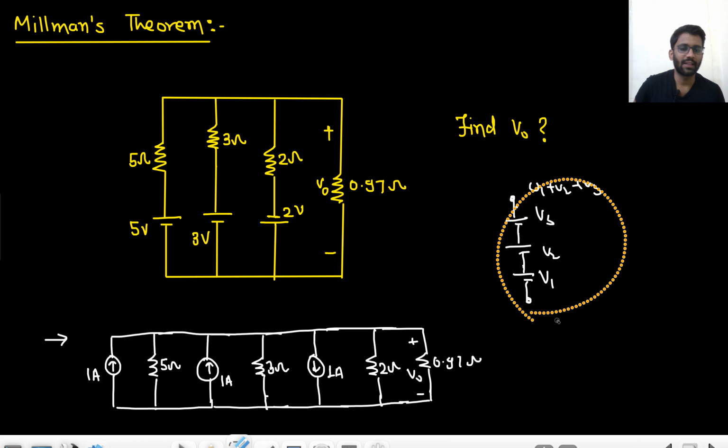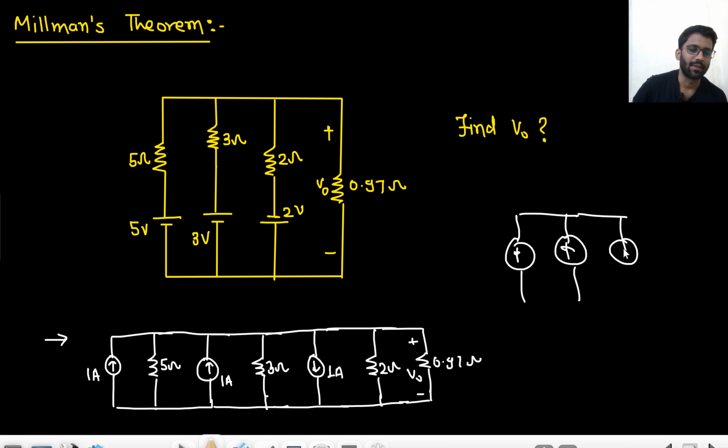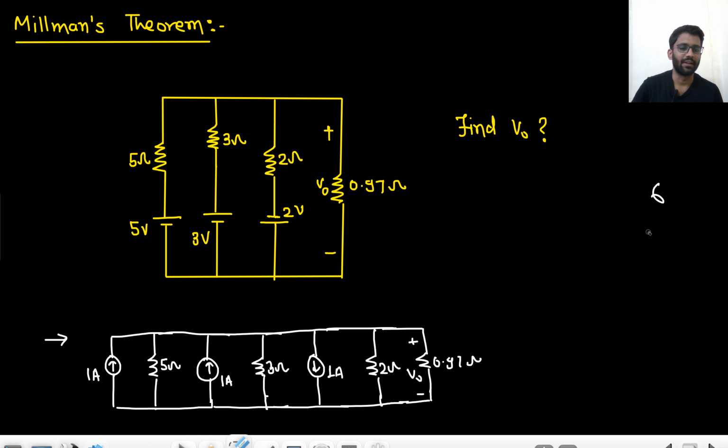Similarly, if current sources are in parallel, like 1 ampere current source, then here I am having 2 ampere current source, and here I am having 3 ampere current source. So what will be the total current here? 1 plus 2 plus 3. The total current will be 6 ampere. So current sources can be added, right? So 1 ampere current upward, 1 ampere current upward, and 1 ampere current downward. That means total current will be 1 ampere downward.